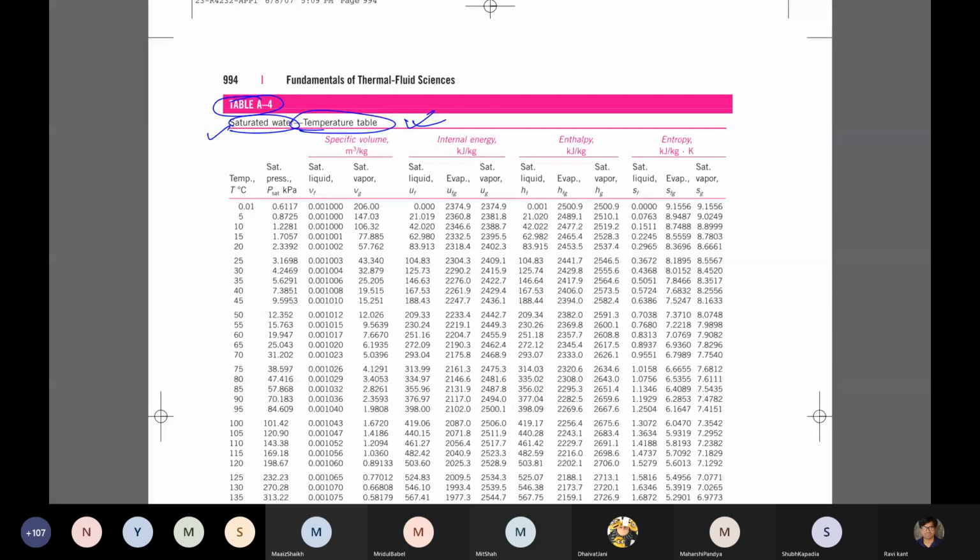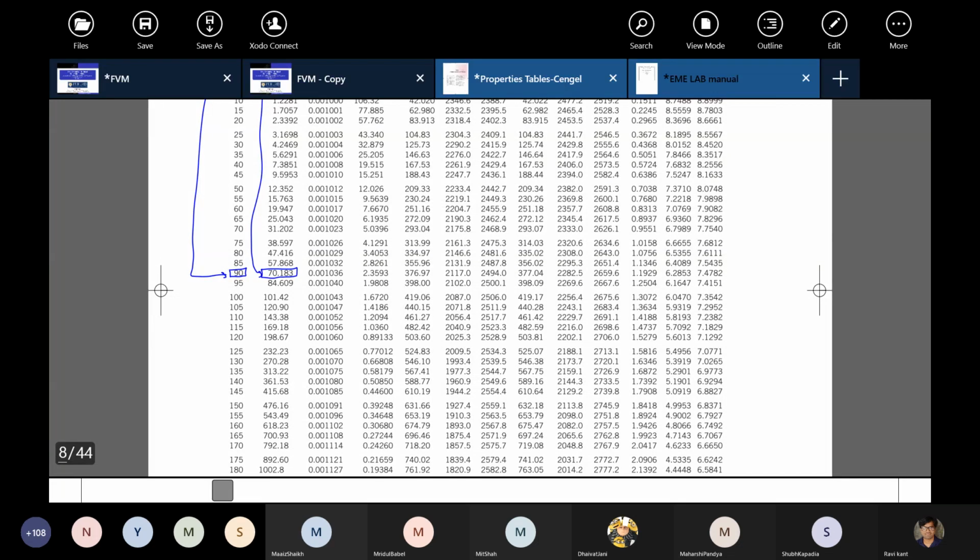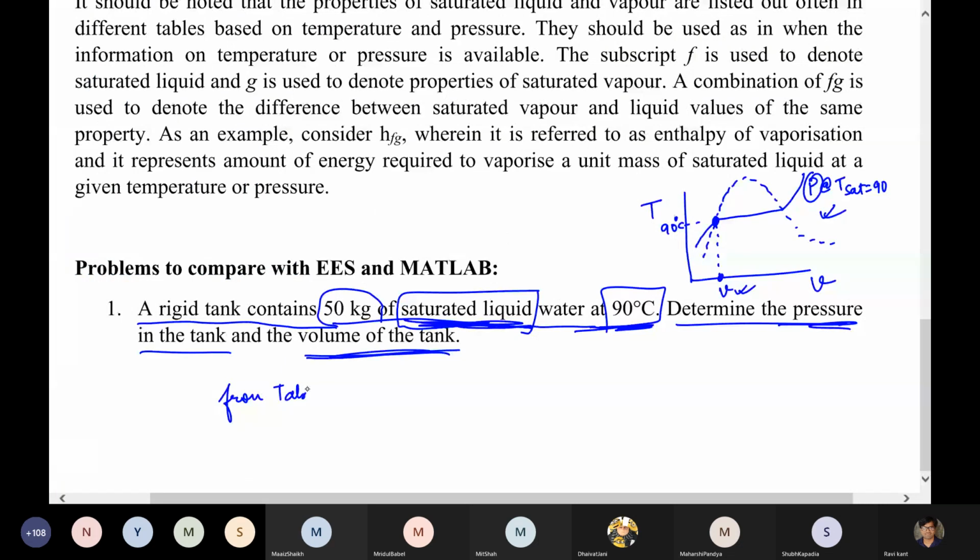Okay. Go to 90 degrees temperature. What is the saturation pressure you have? This is your answer. That's it. So your answer is from the table. I will take 10 more minutes and then I will leave. From table A4 at temperature 90 degrees C, since I know that this is a saturation condition, Psat is equal to 70 point, what was that?